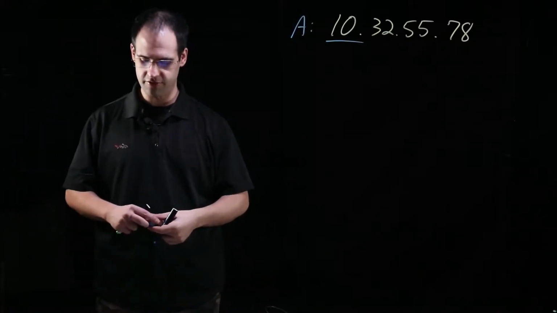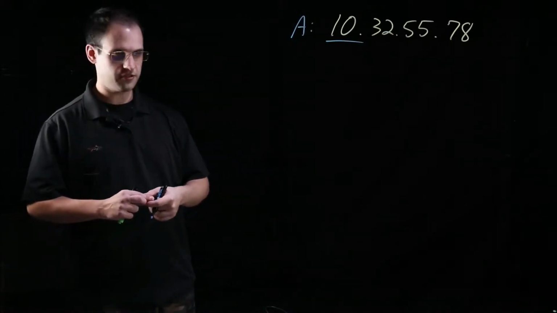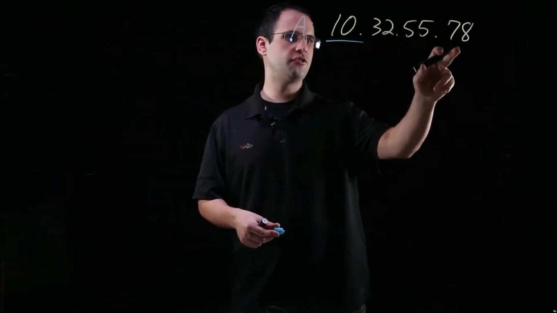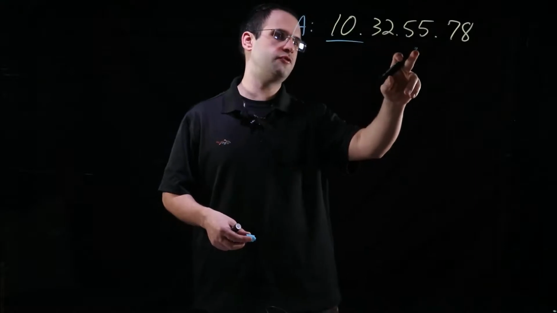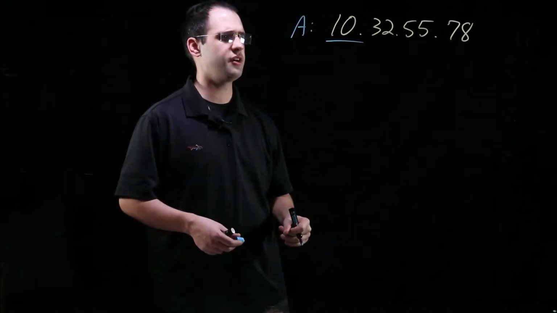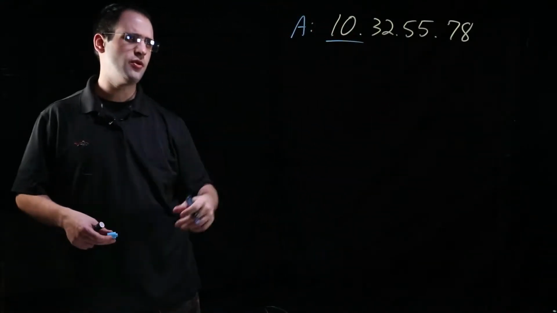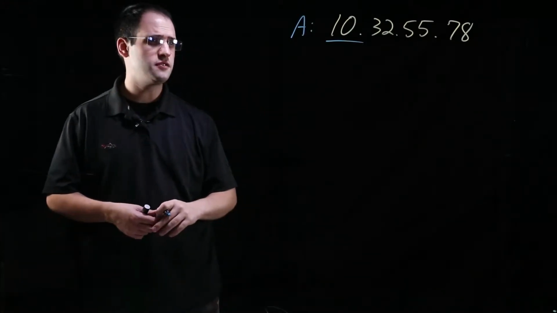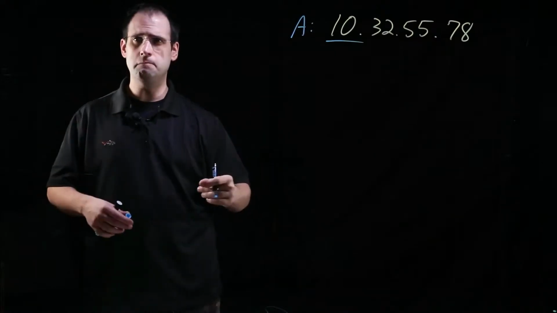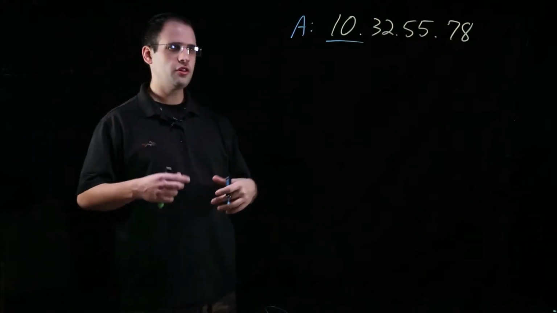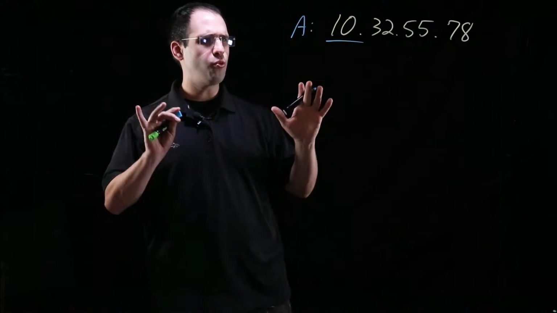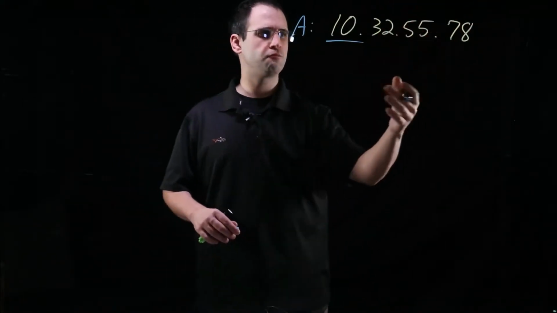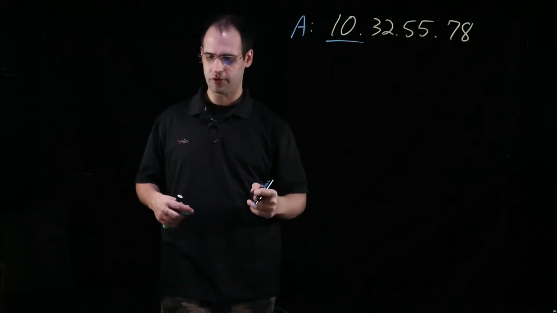So we know 10.32.55.78 is an A-class address, but based on the old system, that would mean it would have to range from 10.0.0.0 all the way up to 10.255.255.255. And this could exist anywhere in some 16.7 million or so combinations of different addresses. And that's all we have to work with, right? We looked at it and said, whoa, that is way too wasteful. What can we do to maybe trim that up a little bit?